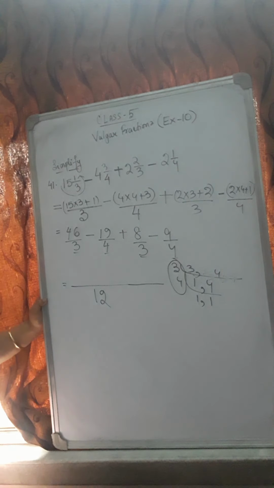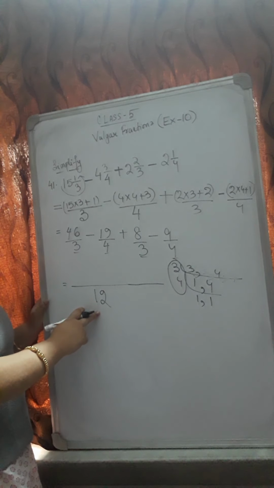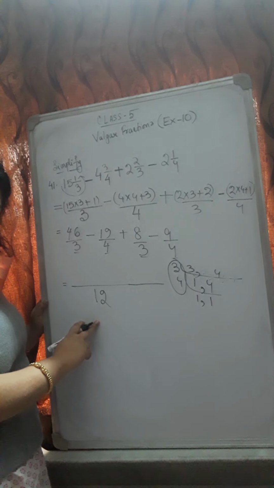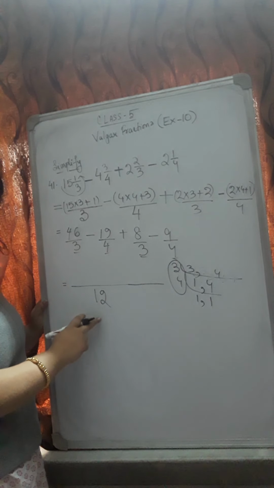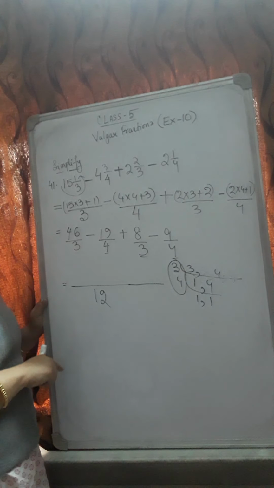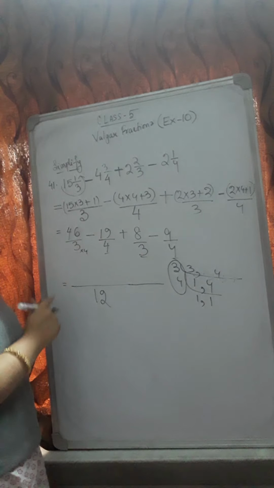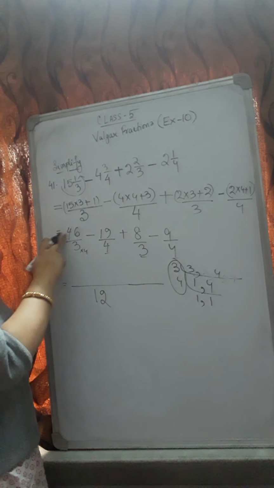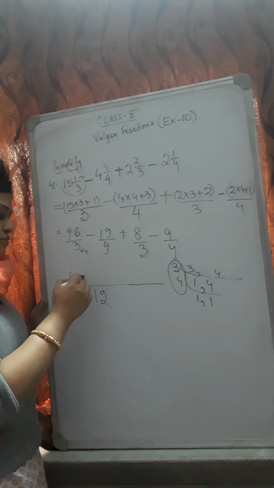Now you will compare all the denominators with the common denominator. When we take the LCM, we get a common denominator. So we will now compare the common denominator with every denominator. So 3 into how much gives you 12? 4. And that 4 you need to multiply with the numerator value. That means 46 into 4.